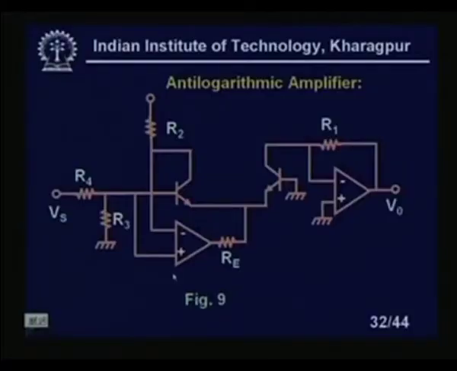Well, let us look at it. The anti-logarithmic amplifier circuit looks like this, basically the same. You can see 2 transistors, 2 amplifiers A1 and A2, and 2 resistors R4 and R3 at the input side. So, the output will be the anti-logarithm of the voltage which you are giving here.